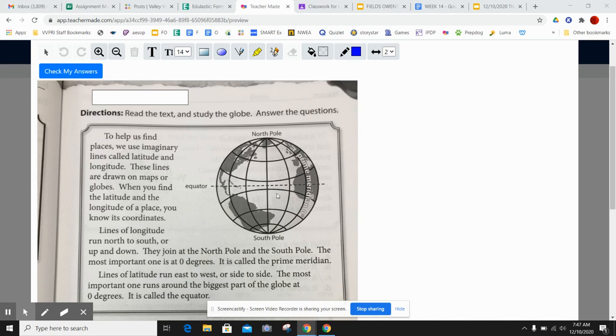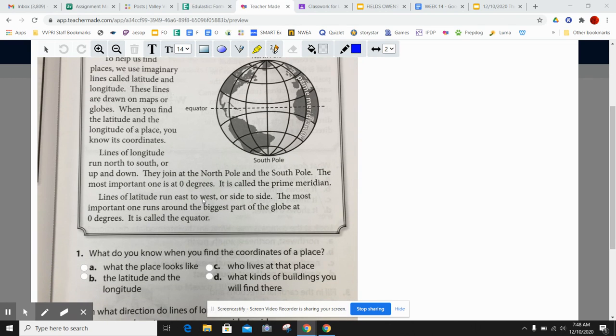And the way I remember it, again, longitude has the word long in it, so it's up and down and long. And then latitude makes me think of fatitude. So latitude, fatitude, it's nice and fat from side to side.